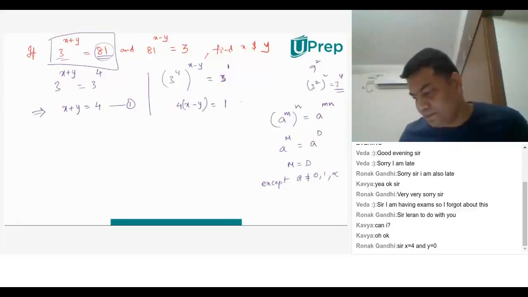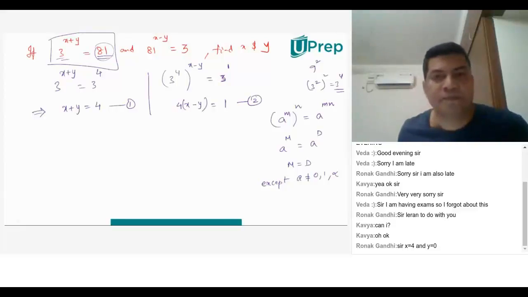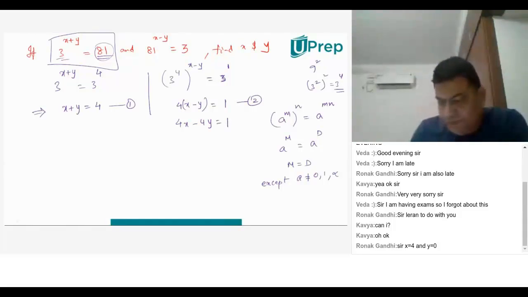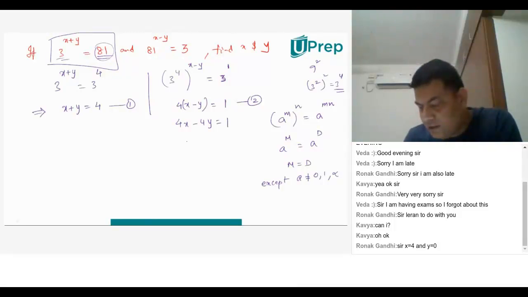Yes, Kavya. I did till here. After that, I was a little confused. Sir, can I say after? Very good, Ronak. Go ahead. Sir, it will be 4x minus 4y is equal to 1. Okay, this can be written as 4x minus 4y is equal to 1. Very good. So then x minus y is equal to 1 upon 4. Very good. That's wonderful. That's it. You're done.